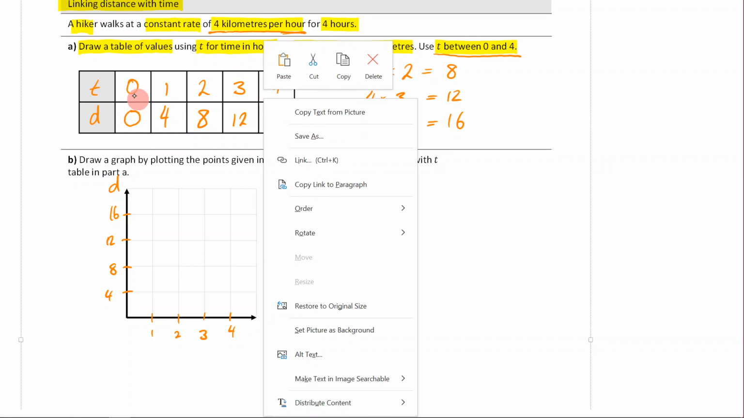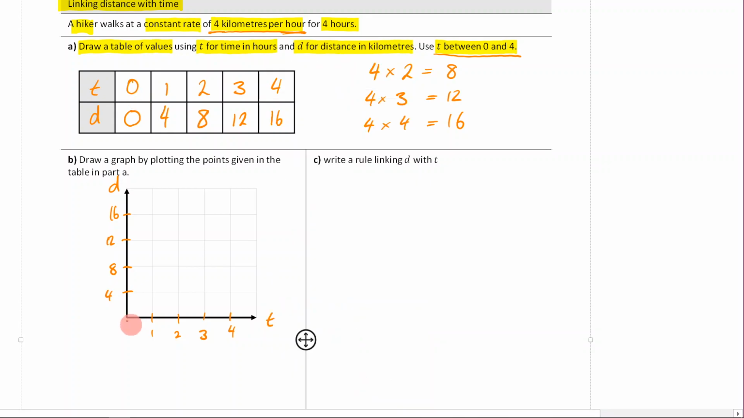So when t is equal to 0, d is equal to 0. So we'd come over here now and we'd say, well, this is going to be here, 0, 0. When t is equal to 1, my distance is equal to 4. So this point here, 1, 4, is just this coordinate, 1, 4 there. And then we keep on going. 2, 8 would be here, 3, 12 would be here, and then 4, 16 would be there. And now I can draw a line connecting all of these. And that is how we do it. That is how we create a graph based on the table of values that we were given.